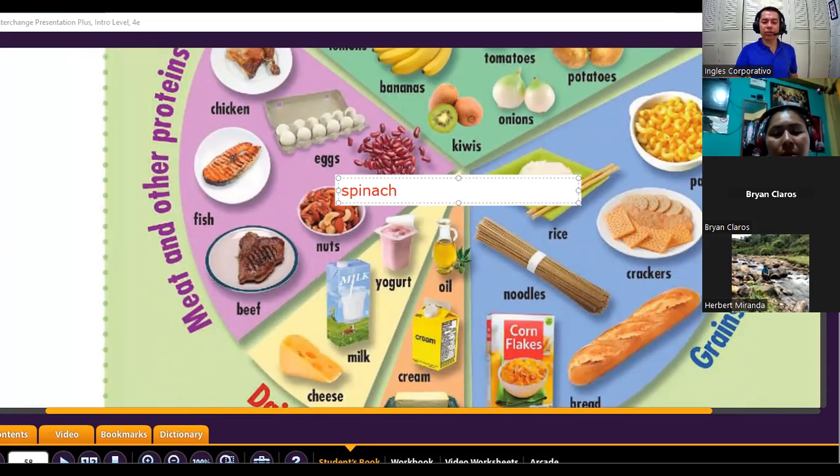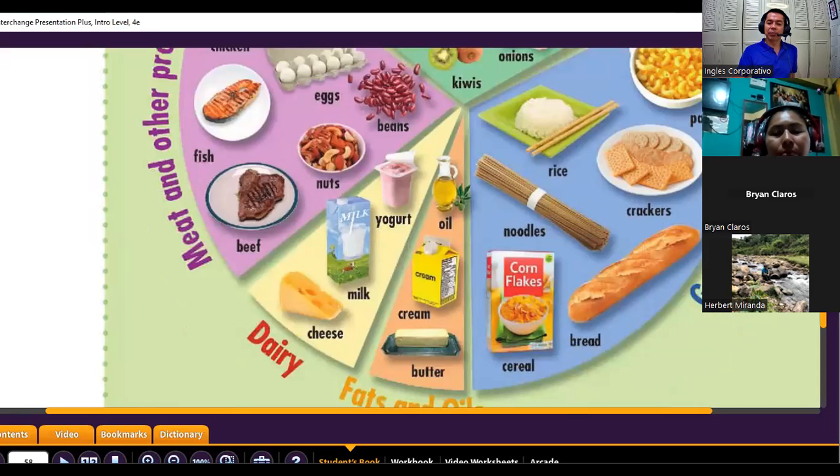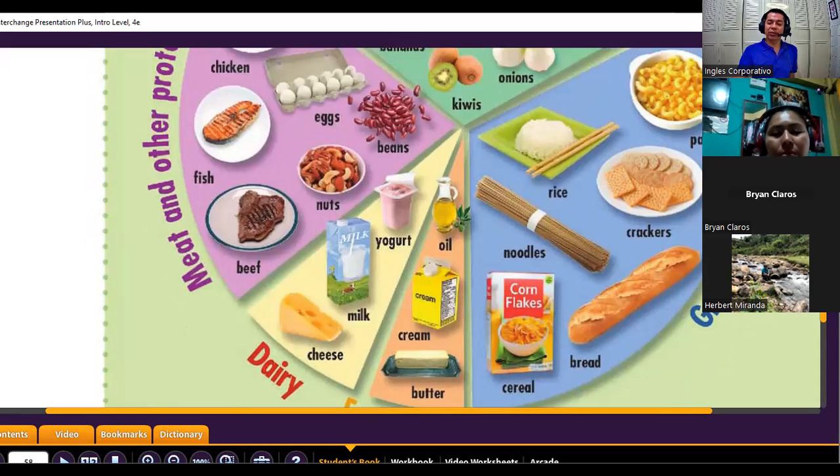Spinach, right? Spinach. Not countable, right? Okay, spinach. Pacayas also, right? Pacayas, not countable. Okay. I don't like pacaya, sorry. Cheese, milk, and yogurt, not countable. Oil, milk, right? Not countable. Butter, not countable. Cereal, not countable, right?